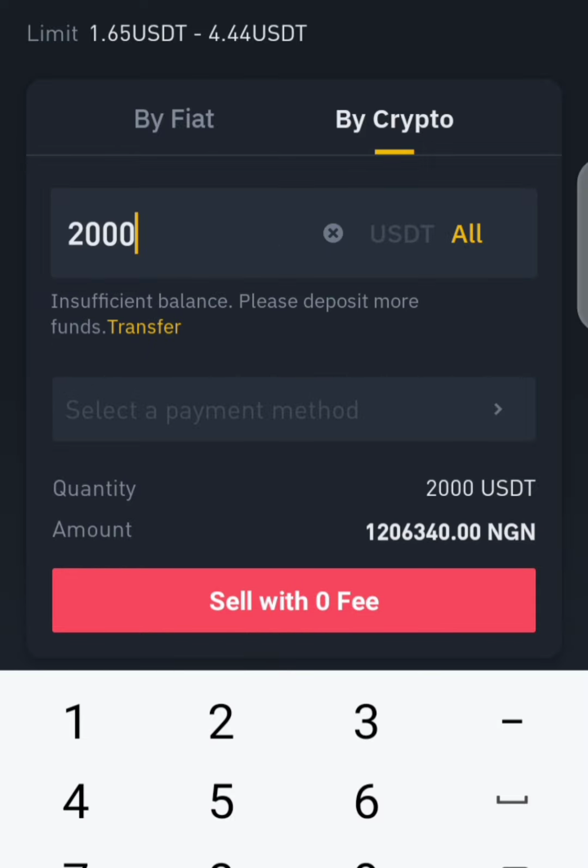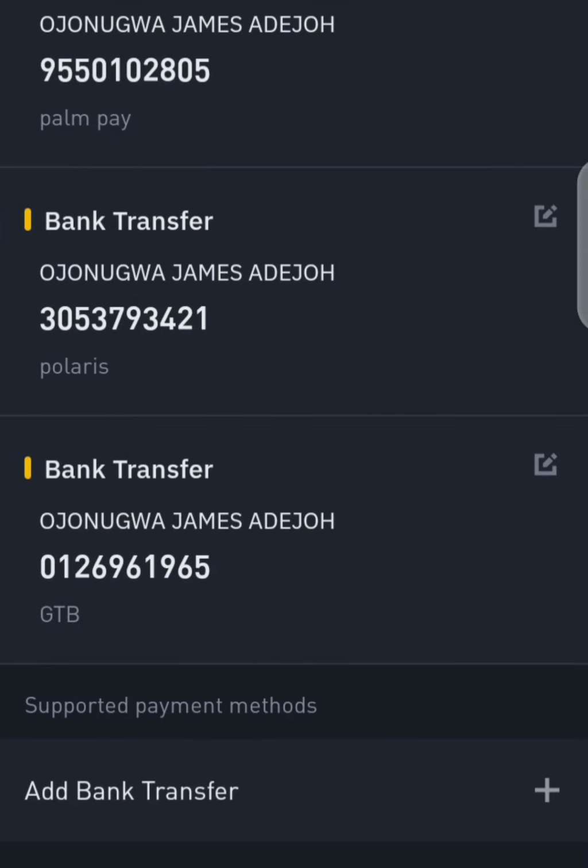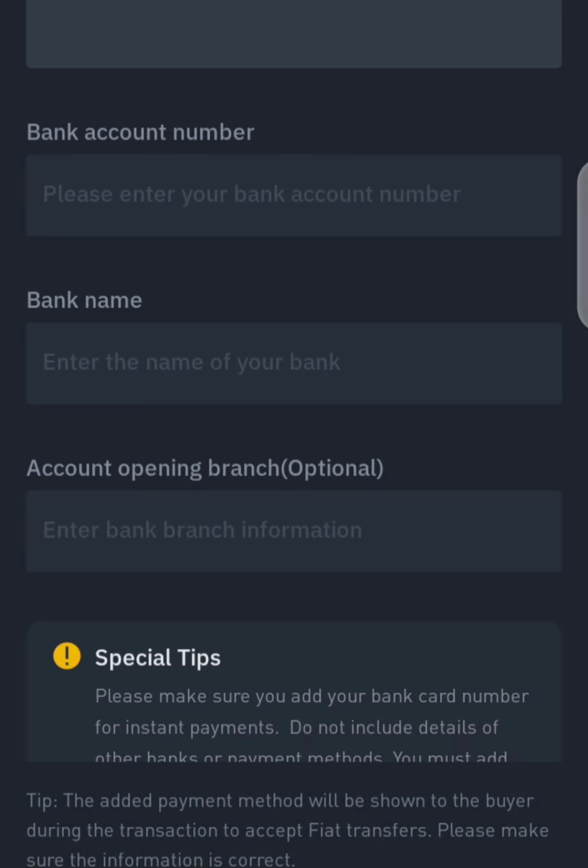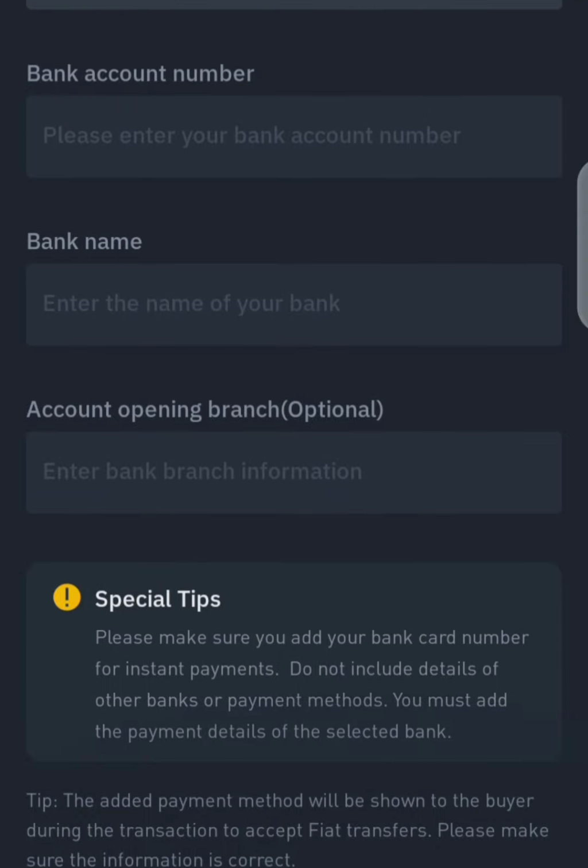Then you now say select a payment method. If you click your own, if it is your first time, they would show you where to add your account. It's not difficult. You see below all my account here, you will see add bank transfer. Then if you click on it, then they will now say name, bank account name, bank name, then account opening branch is optional. Then when you are through, you click confirm.